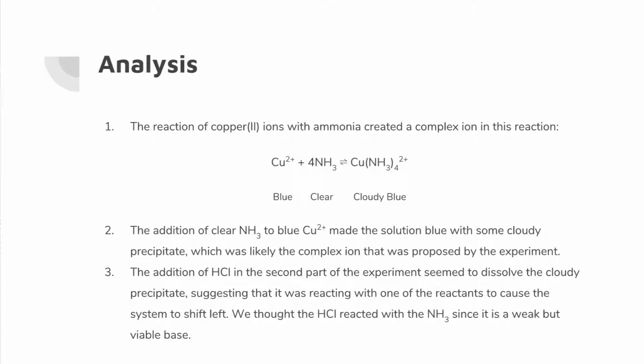The system of copper 2 ions and ammonia reacted to form a copper-ammonia complex ion in the reaction shown below. When experimenting, the addition of clear ammonia to blue copper ions made the solution blue with some cloudy precipitate, which was likely the complex ion that was proposed by the experiment. The addition of hydrochloric acid in the second part of the experiment seemed to dissolve the cloudy precipitate, suggesting it was reacting with one of the reactants to cause the system to shift left. We thought that hydrochloric acid reacted with the ammonia since it is a weak but viable base.